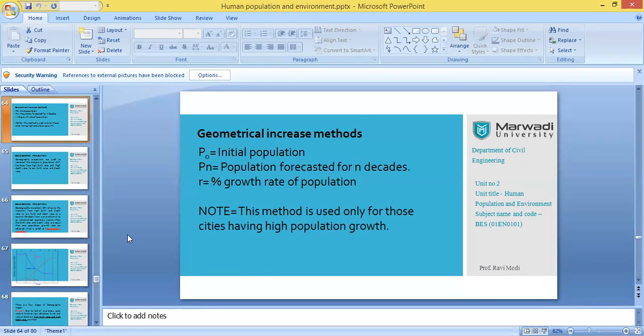Where P0 is the initial population, Pn is the population that is forecasted for n decades. So suppose I have a current population of 2011, and if I want the population for 2031, how will I write n? N will be equal to 2, because there are 2 decades between those two values. And R is the percentage growth rate of the population. So this method is used only for those cities that have high population growth.